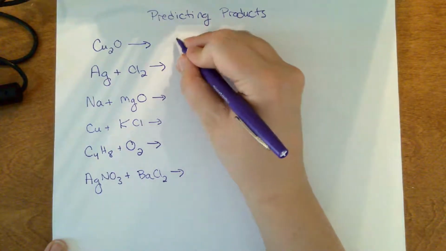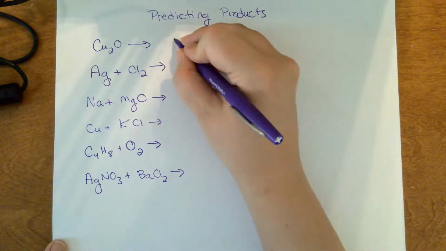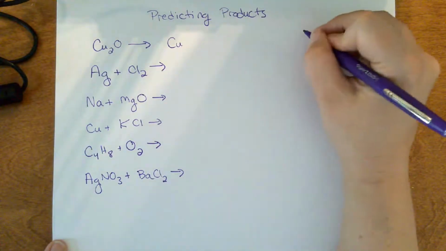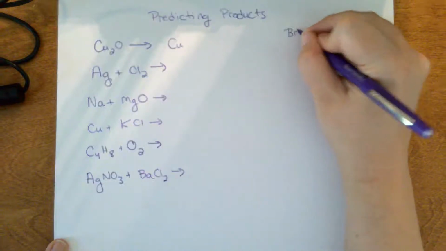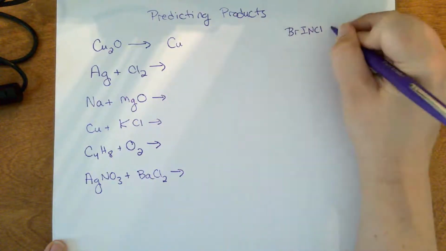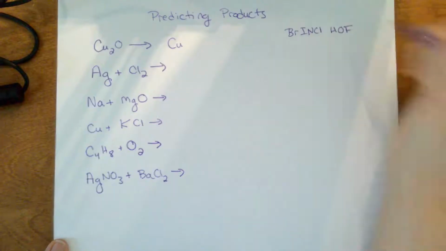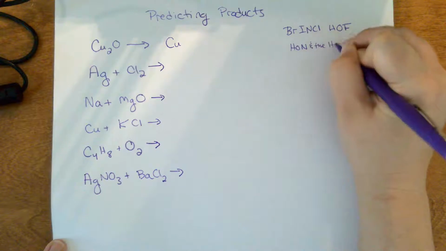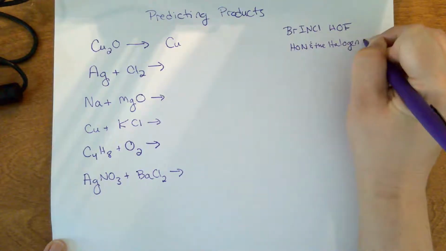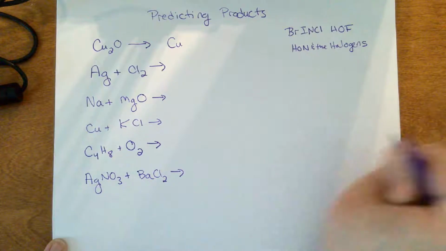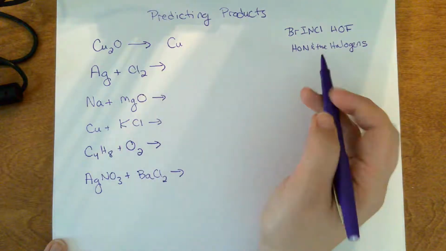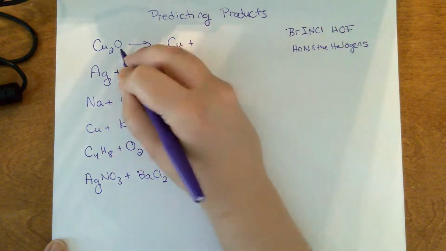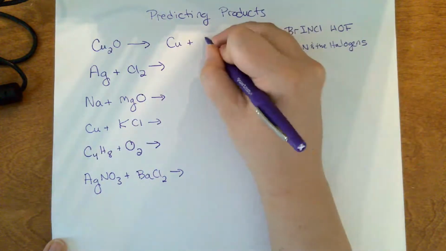When we write an element, it only gets a subscript if it's one of our 7 diatomic molecules. And you might remember those with Brinkelhoff: bromine, iodine, nitrogen, chlorine, hydrogen, oxygen, fluorine, or my personal favorite, Hun and the halogens, which will totally be my band name when I form an awesome science teacher band. Okay, so copper is not part of those, so it is just Cu, okay? And then oxygen, however, is one of the diatomics, so I would write O2.